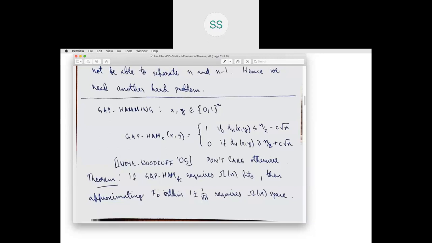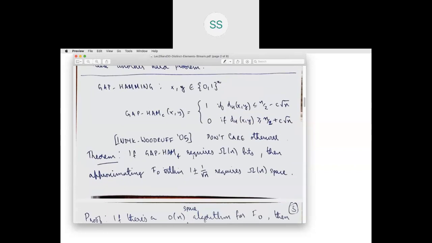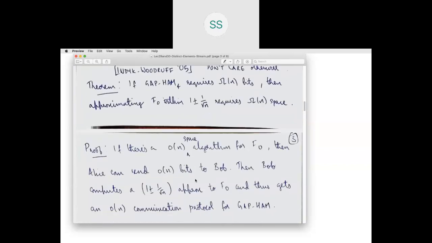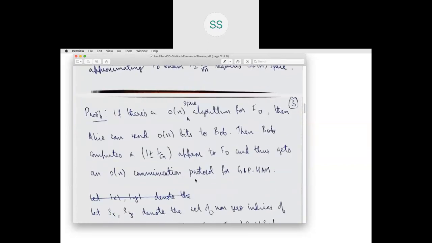And notice that the c here I have written as 4. This doesn't look much like a 4, but I want c to be equal to 4. Fine. So assuming gap Hamming requires linear complexity, we'll show that f0 requires linear space. And this is in the one round communication complexity setting and randomized setting.